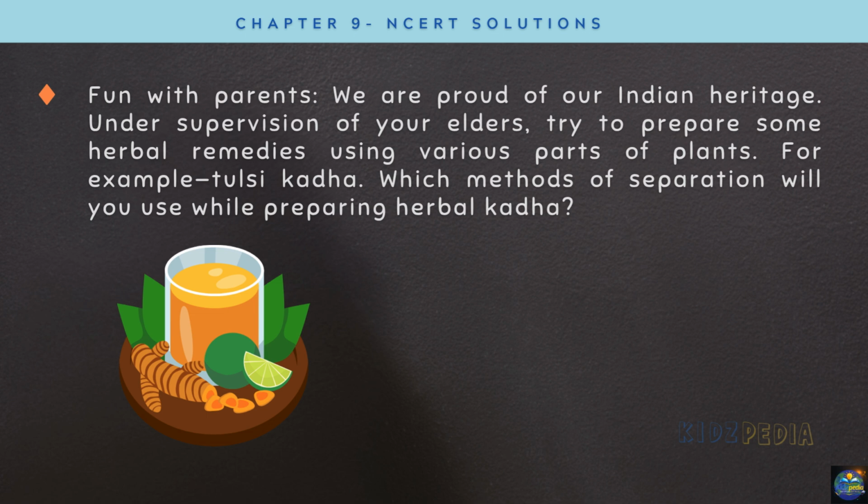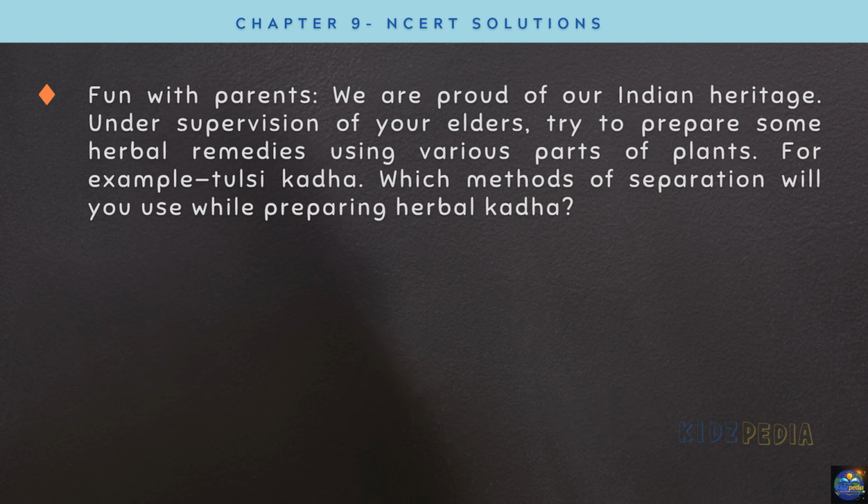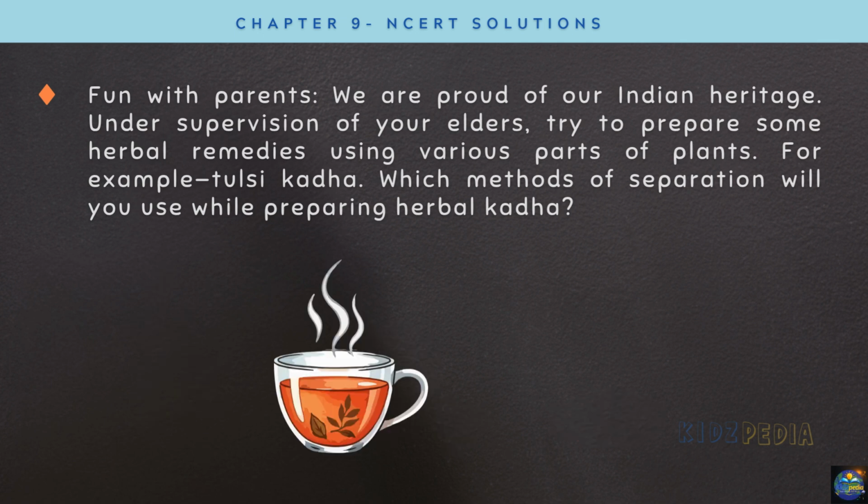First, we select fresh leaves and herbs like tulsi leaves, ginger and pepper. This is similar to handpicking, where we choose the useful plant parts and remove unwanted ones. Next, the herbals are boiled in water so that their medicinal substances mix with the water. After boiling, the mixture contains liquid along with solid plant pieces.